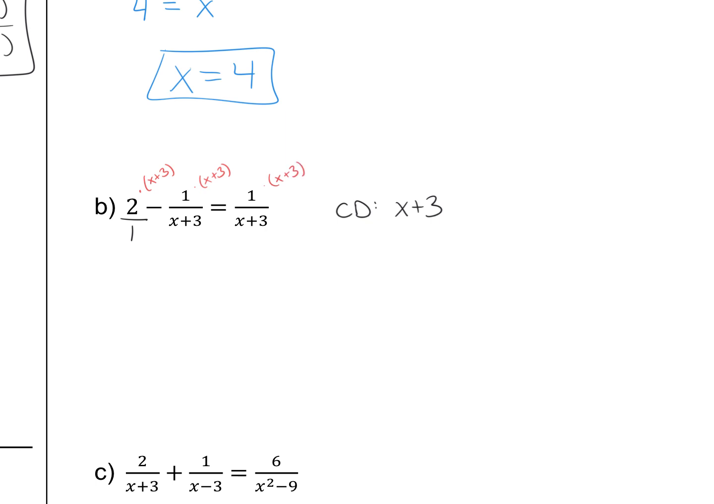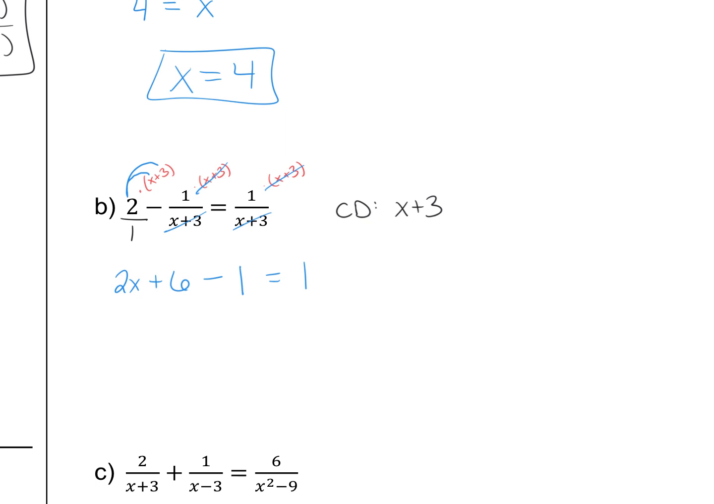This first term, does anything cancel out? No, so what do I have to do on the top? You have to just multiply and distribute. 2 times x is 2x. 2 times 3, 6. Minus, what happens on this term? Cancel, so I'm left with 1. And then this term over here, what happens? Cancel out, so I'm left with 1. Do you agree all my fractions are gone? That's the whole goal of that first step.